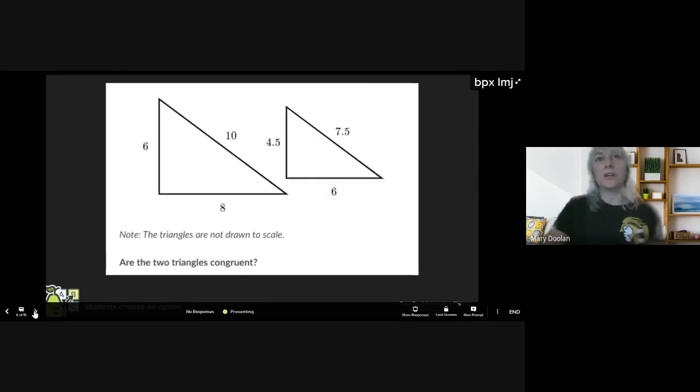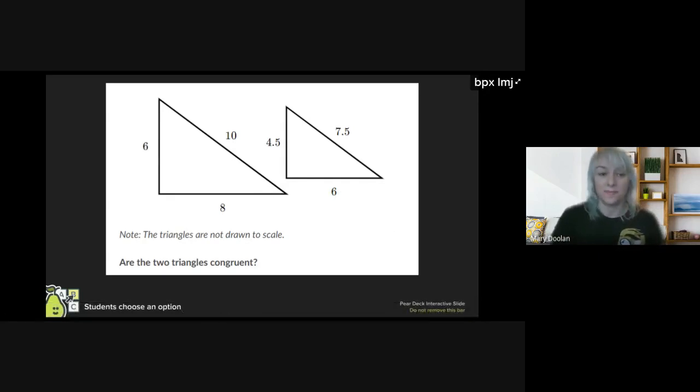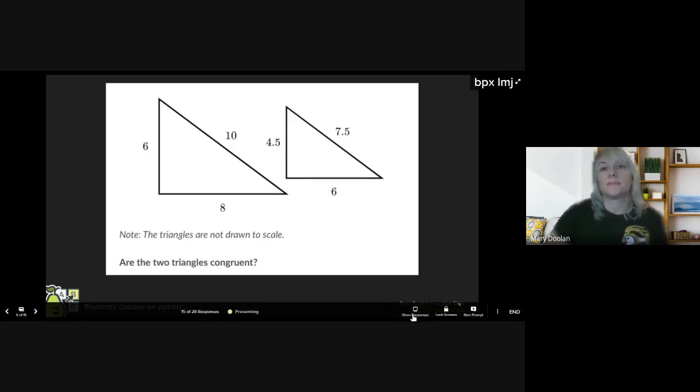All right, so one more. You have two triangles. First triangle, side lengths of 6, 8, 10. Second triangle, side lengths of 4 and 5/10, 6, 7 and 5/10. They are not drawn to scale. Are the two triangles congruent? Yes, no, or not enough information. About 10 more seconds. Make a choice. Go to your Pear Deck tab and choose one of those answers.